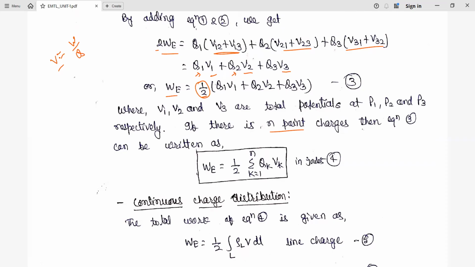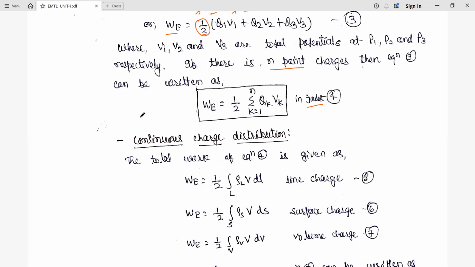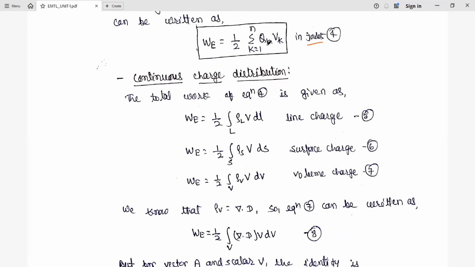So now finally WE equals 1/2 summation k equals 1 to n, product of Qk into Vk, that is given in joules. So this is the condition in case of point charges. Now if we discuss in case of continuous charge distribution, then we only have to find the value of the charge. In case of line charge distribution, charge density is rho L, length is L. So this charge is going to become rho L into L. Now we are considering the differential length, then this is rho L into dl. So that's why we are going to integrate over this.